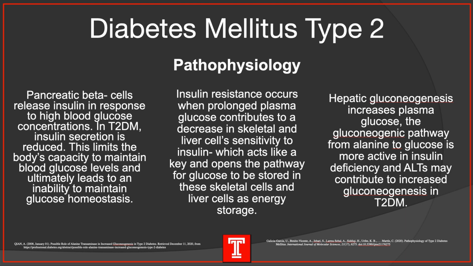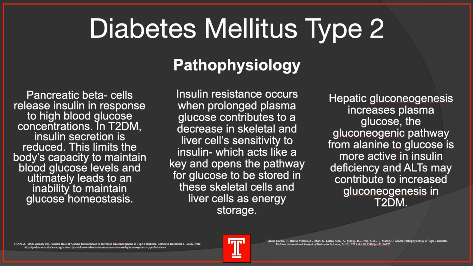Pancreatic beta cells release insulin in response to high blood glucose concentrations. In type 2 diabetes mellitus, insulin secretion is reduced. This limits the body's capacity to maintain blood glucose levels and ultimately leads to an inability to maintain glucose homeostasis.